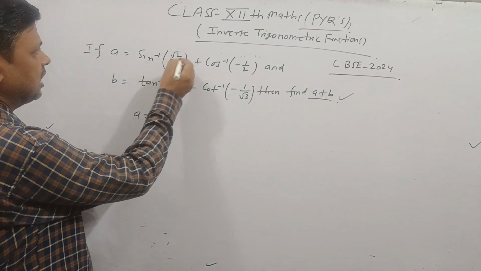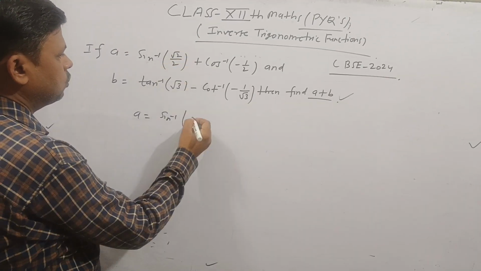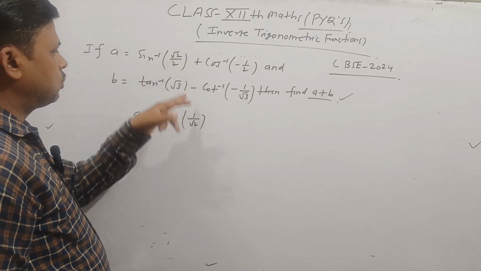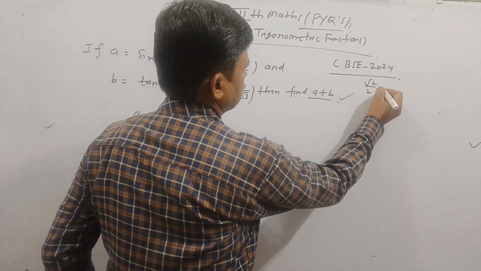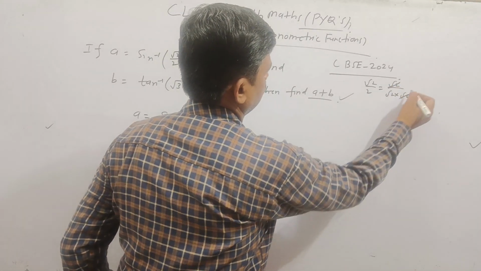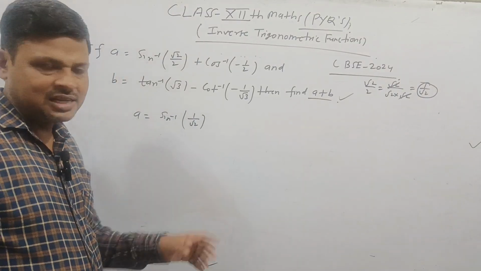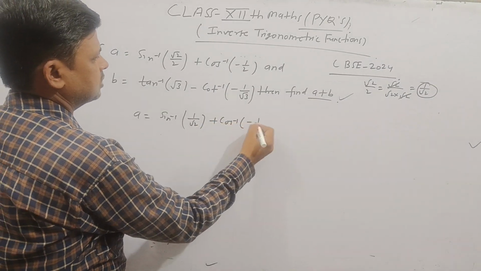A is equal to sine inverse root 2 by 2 plus cos inverse minus 1 by 2. We can write root 2 by 2 as 1 by root 2, because root 2 cancels out. So it will lead to 1 by root 2. This is very simple.